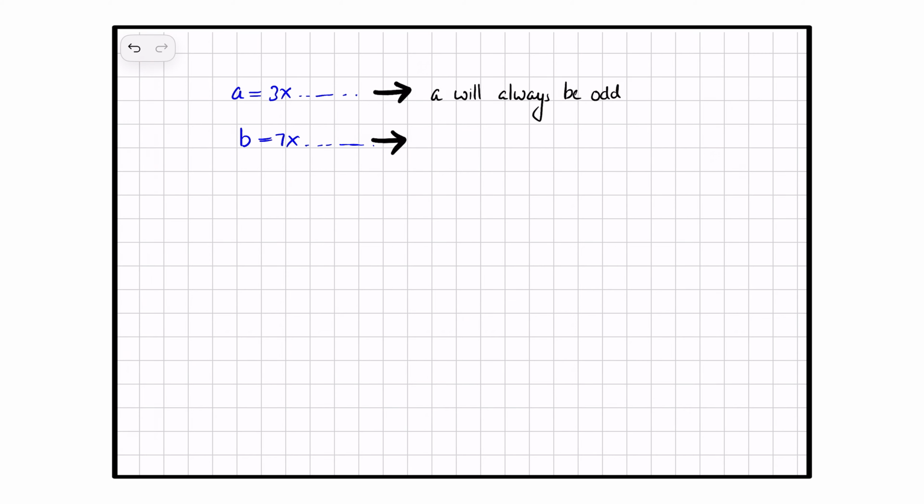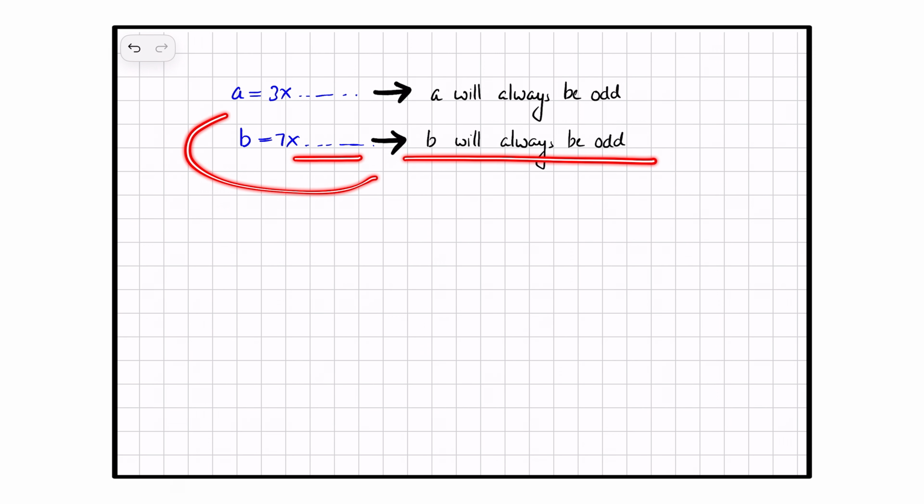This means that A will always be an odd number. Why? Because 3 is the smallest factor of A. Similarly, B will always be an odd number. Why? Because 7 is the smallest prime factor for B, and all other prime factors are going to be odd. So when we multiply one odd with another odd number, it will always be an odd number.